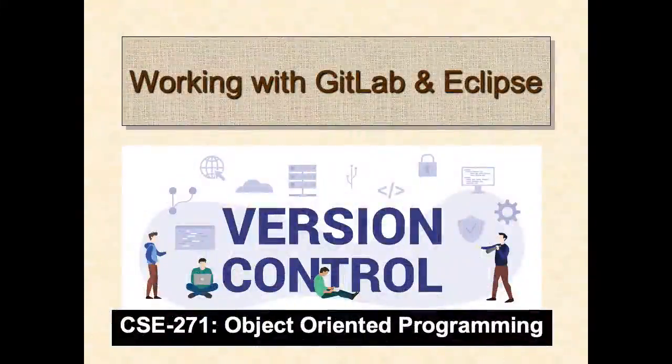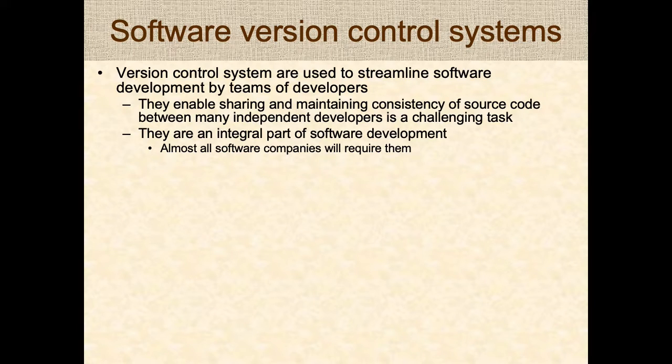This video demonstrates the process of working with GitLab in Eclipse for developing Java programs and maintaining source version controlling via Eclipse. Remember, version control systems are used to streamline software development by teams of developers, and they enable sharing and maintaining consistency of the source code across the team.